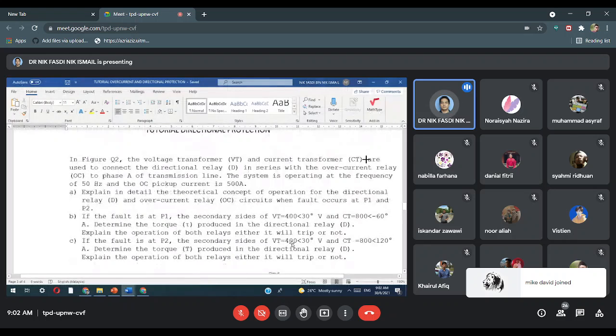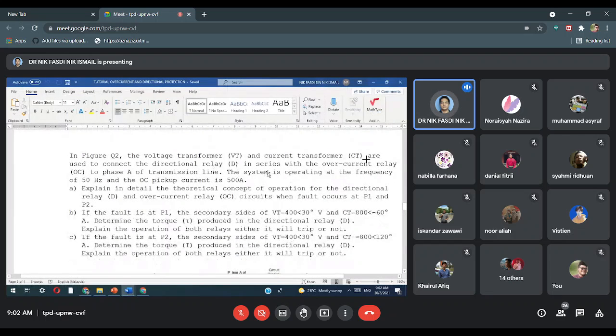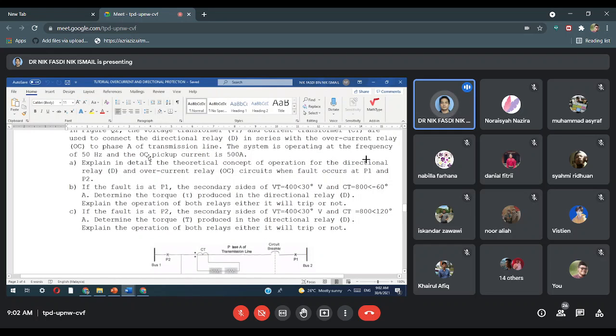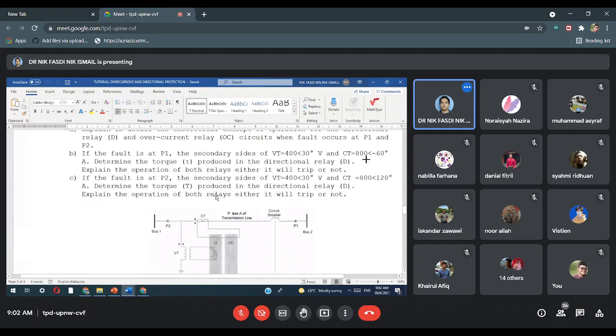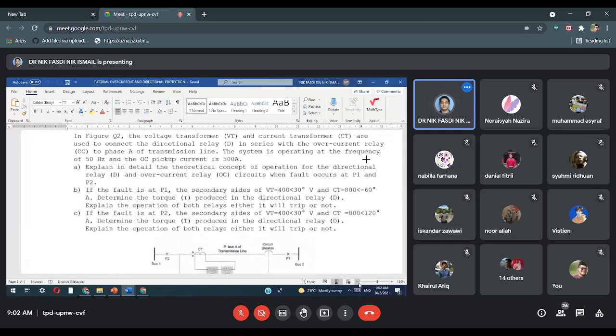Alright. In figure Q2, the voltage transformer and current transformer are used to connect the directional relay in series with the overcurrent relay OC to phase A of the transmission line. The system is operating at a frequency of 50 Hz and the overcurrent pickup current is 500 amps. So it has given the pickup current for overcurrent, 500 amps. Meaning the fault current, or the secondary current, must be greater than the pickup current for the CT.